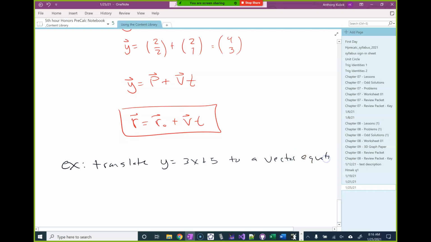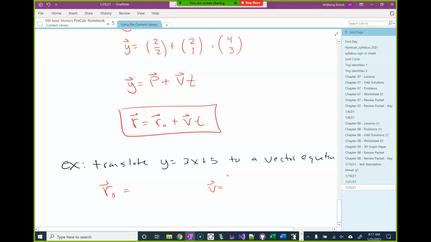So to do that, we need a point vector and a direction vector, right? Well, let's do the direction vector first. That should be easy. How do we find the direction vector? The vector v. We're going to use the slope. The slope in this case is 3, or 3 over 1. So the direction vector is going to be 1, 3.